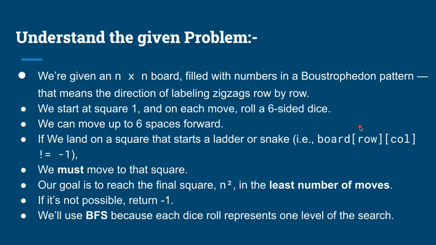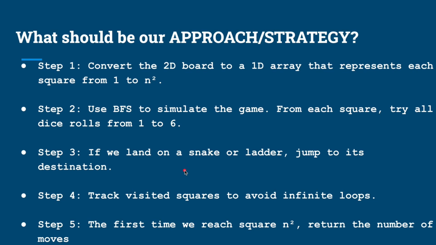What we are given is an n cross n board, and if a board cell is not -1, it starts a ladder or snake. Each move, we have to go to the final destination, that is n square, and if it is not possible to reach there, we'll return -1. If we reach n square, it should be the least number of moves, and those moves we have to return. These are the approach steps we are going to use in this program.